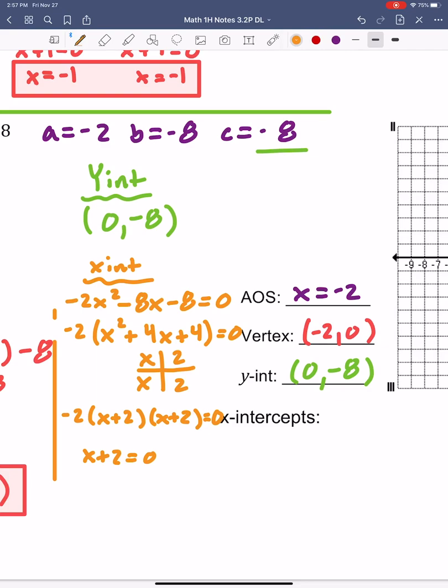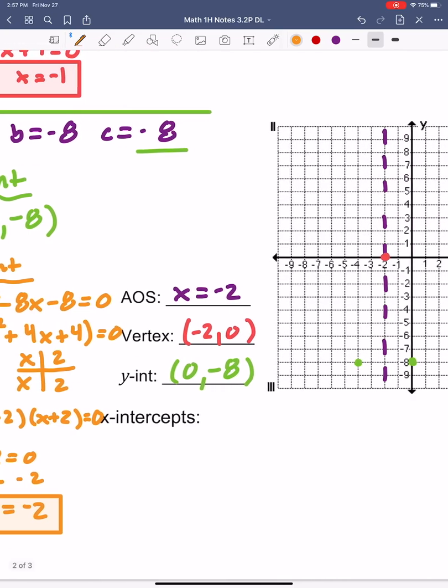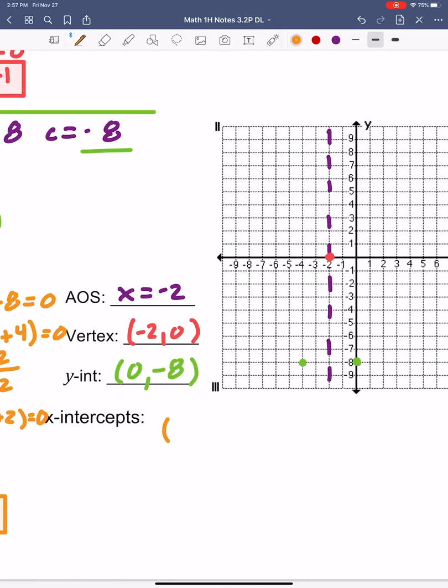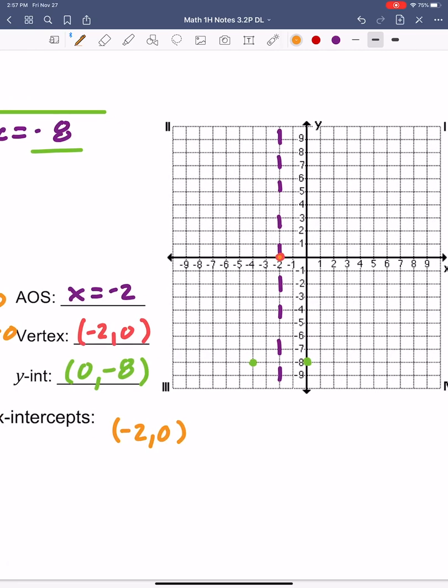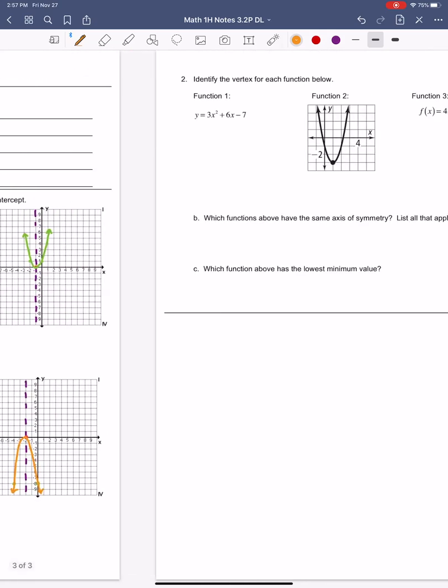Okay, and I'll go ahead and solve this. Subtract 2, and I get x equals negative 2. And so my x-intercept, in this case, is just 1. Oftentimes I'll have 2 different ones. My x-intercept here is going to be negative 2, 0. And notice we've already got that point right there. But I'll just put another dot there so we know that that's our x-intercept at negative 2, 0. And now we can go ahead and sketch our graph. It's going to look something like that. All right, we'll keep going here.